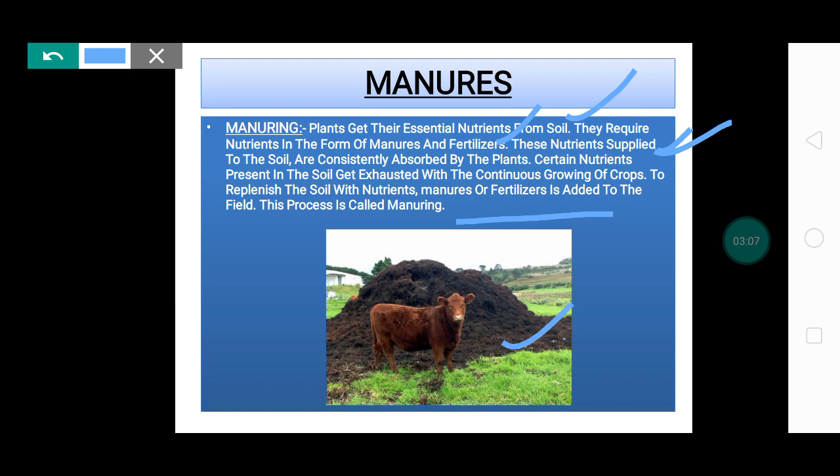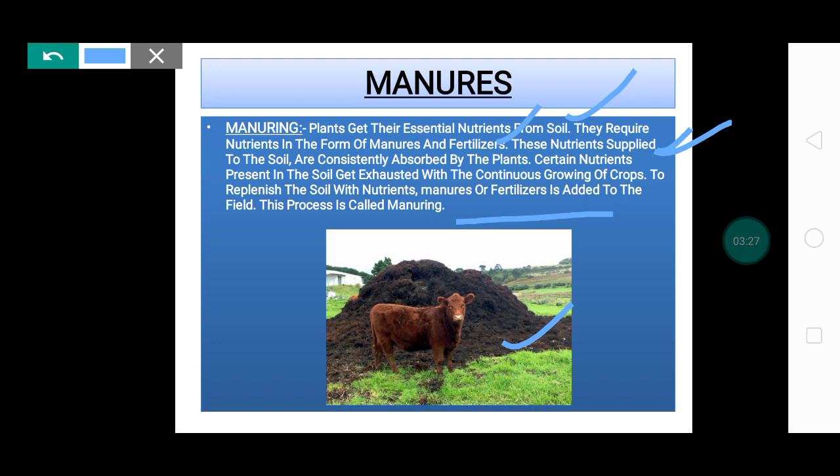Just look at the picture here. What is meant by manuring? Manuring is nothing but restoring the soil with certain nutrients, and here the nutrients are nothing but manures or fertilizers. So they are added into the soil as nutrients. This is what manuring means.